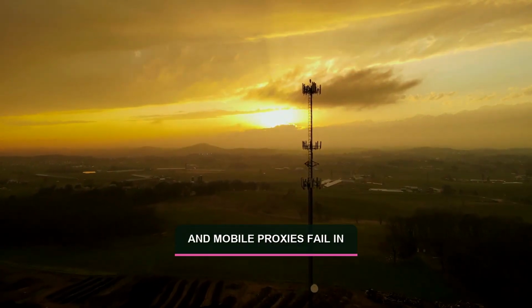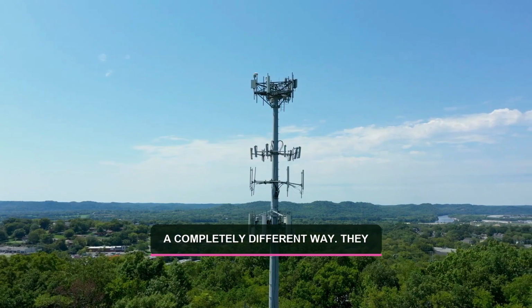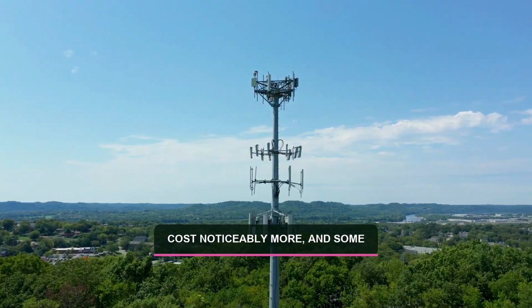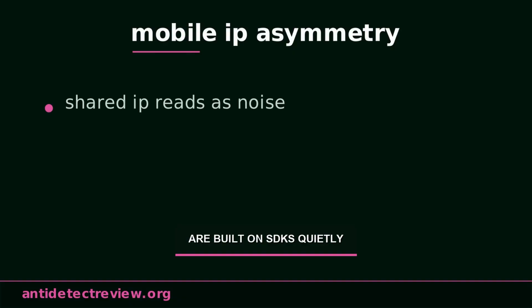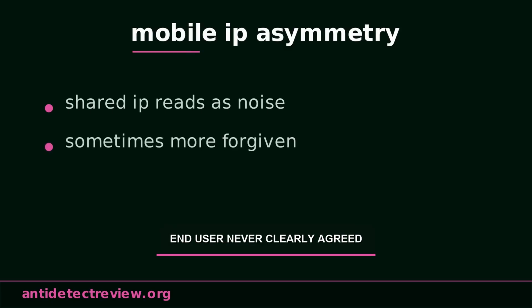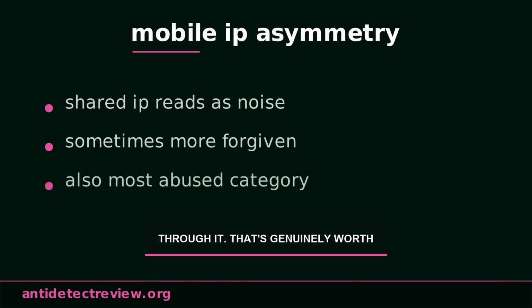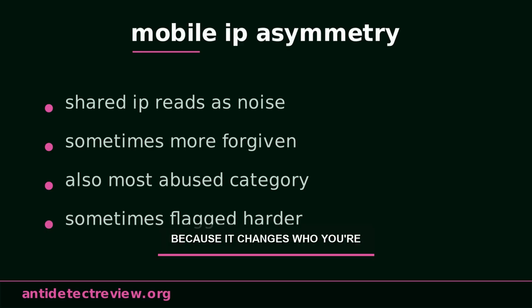Residential and mobile proxies fail in a completely different way. They cost noticeably more, and some low-quality residential pools are built on SDKs lightly bundled into free VPN apps or utility apps where the end user never clearly agreed to have their home bandwidth resold to strangers browsing through it. That's genuinely worth knowing before you pick a provider, entirely separate from whatever it ends up doing for your ban rate, because it changes who you're actually paying and what you're paying for.